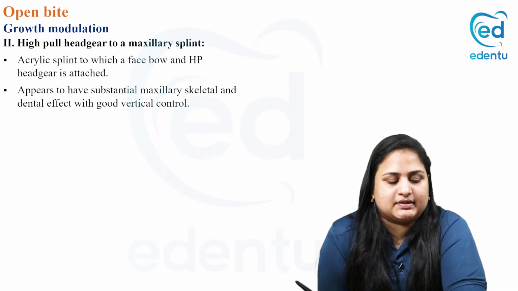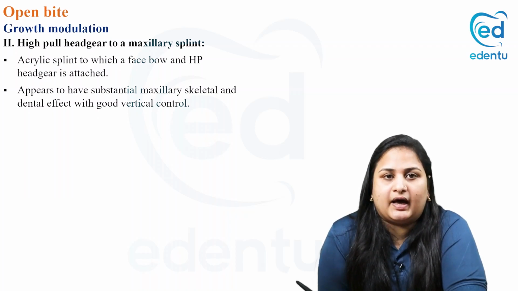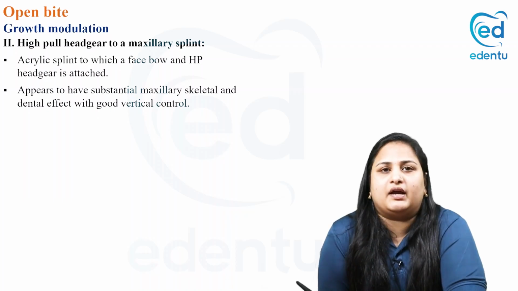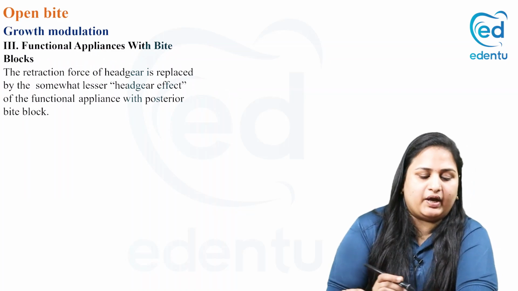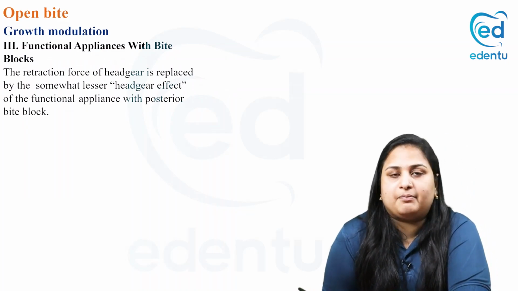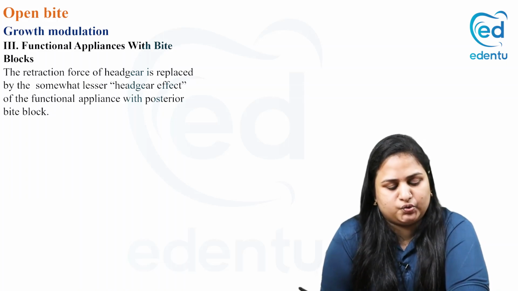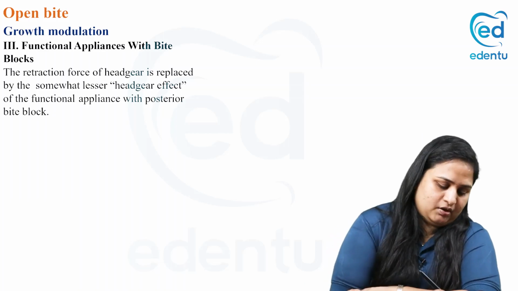So there is this acrylic splint which is being attached to a face bow on the high-pull headgear, and it substantially affects the maxillary skeletal with a good dental effect and good vertical control. Moving on, we have the functional appliances with the bite blocks. That is, the headgear effect is also being used with a functional appliance and posterior bite block.